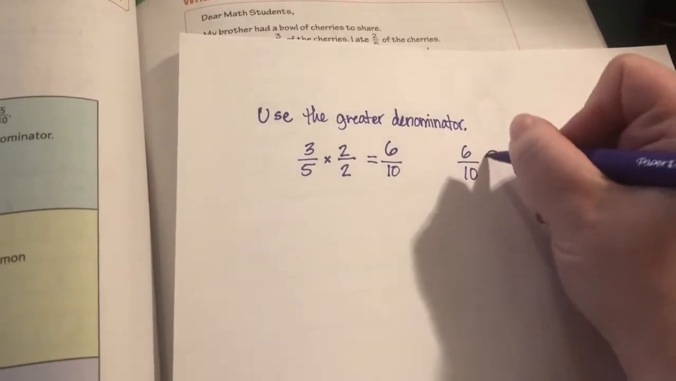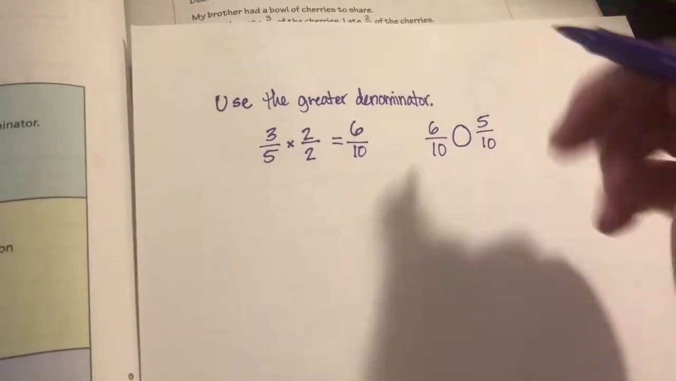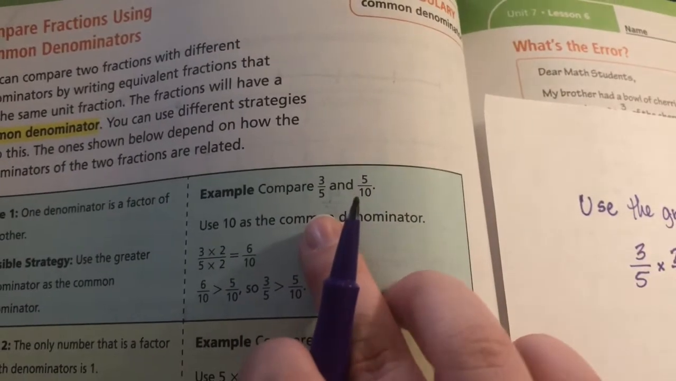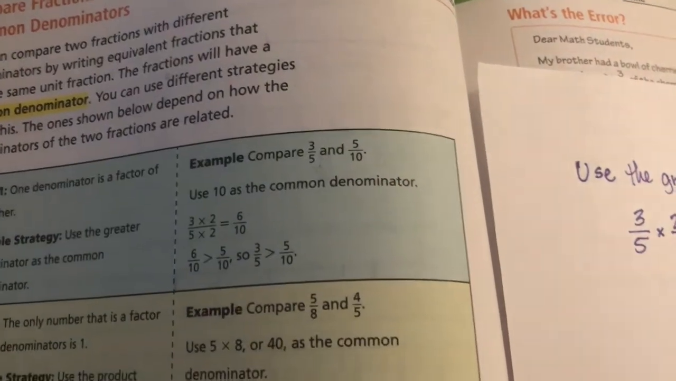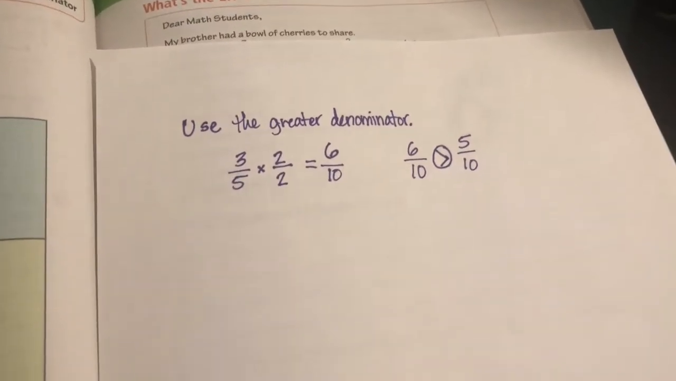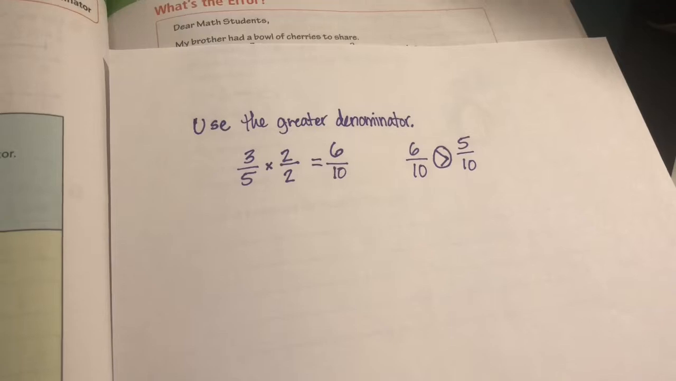Which one is bigger? It's a lot easier to say, oh, 6/10 is bigger than 5/10. Instead of going, oh, I don't know, 3/5 versus 5/10, they're both so different. So we're changing 3/5 so that it can cooperate. It can have the same denominator, so it's easier to compare, okay?